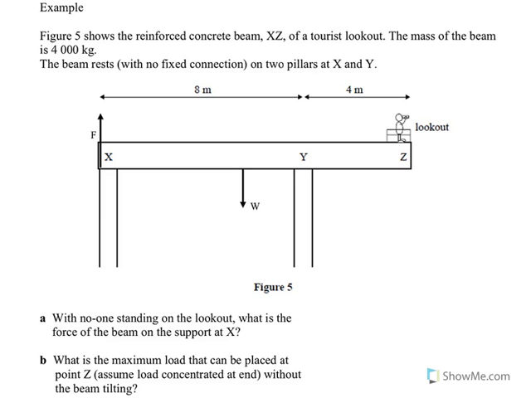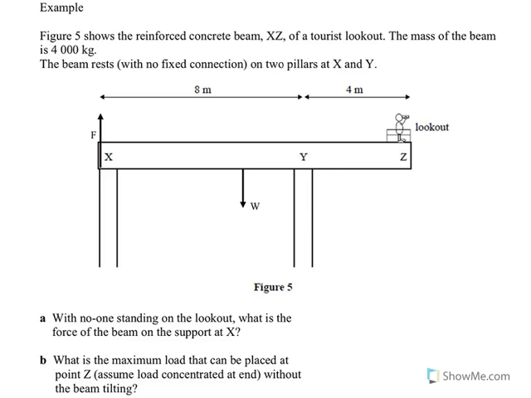All right, so here's an example. Figure 5 shows a reinforced concrete beam X to Z, a tourist looks out. The mass of the beam is 4,000 kilograms. The beam rests with no fixed connection on two pillars, X and Y. With no one standing on the lookout, what is the force on the beam? And then what's the maximum load that can be placed at point Z? Assume the load is concentrated at the end without the beam tilting.